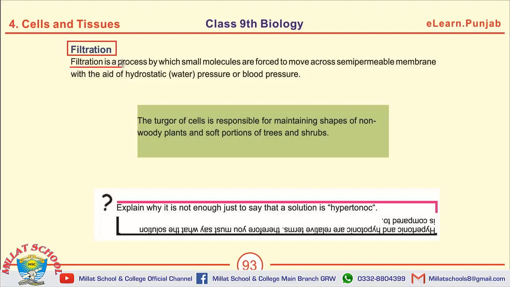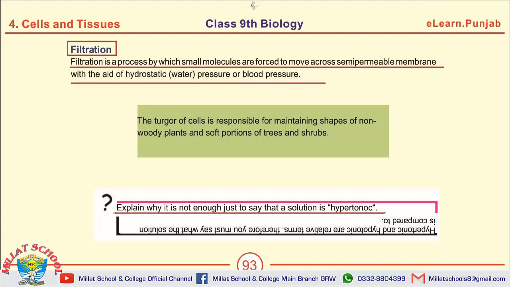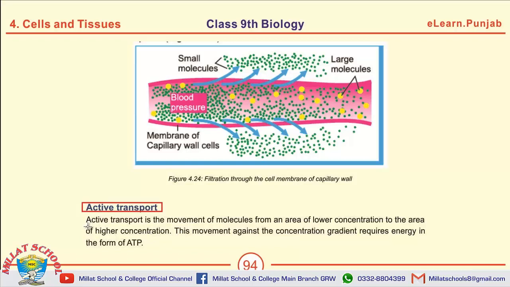Filtration is a process by which small molecules are forced to move across a semi-permeable membrane with the aid of hydrostatic pressure or blood pressure. The MCQs may be from the definition of filtration. The other one is, the turgor of cells is responsible for maintaining shapes of non-woody plants and soft portions of trees and shrubs. Our next topic is about active transport.